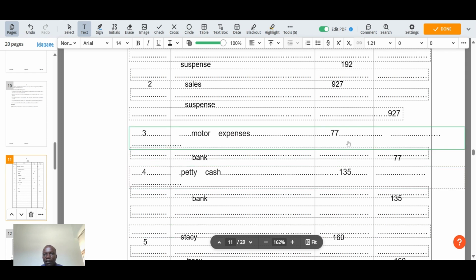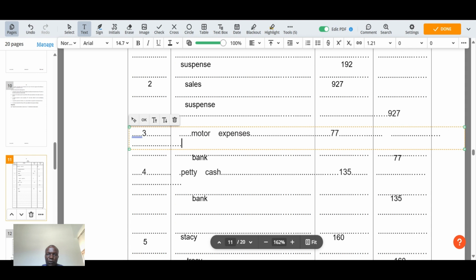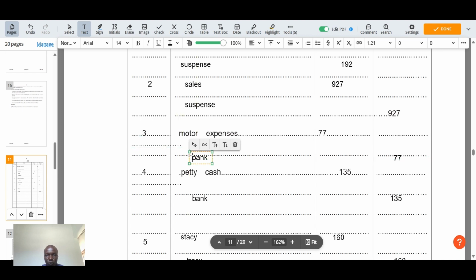Motor expenses, debit 77, right? And then what did we do? We credited our bank, isn't it? Which is the right thing to do. So the bank account has been credited with the 77. So that error has been corrected.